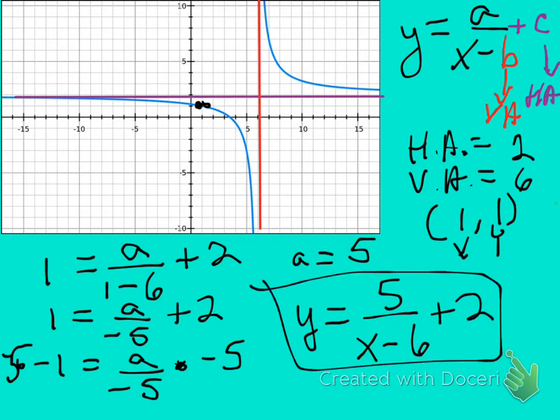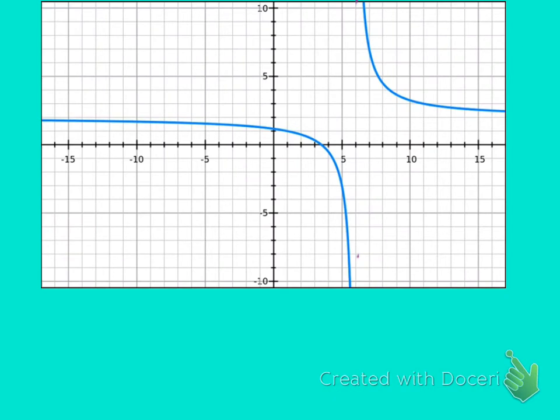Now, wouldn't it be great if there was some kind of shortcut that we can use to solve this? Well, maybe there is. As always, if you don't like the shortcut or this other method, you do not have to use it. But we're going to go on to this next screen. This is the same function, the same graph. But I'm just going to show you a different way to get to the same answer.